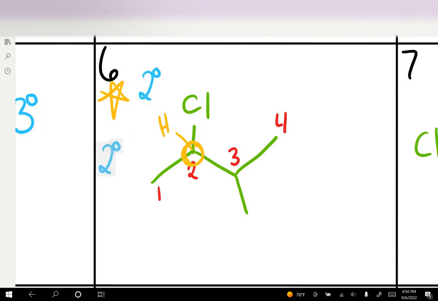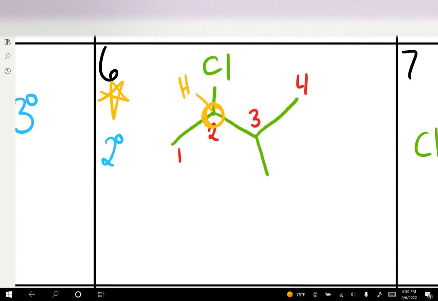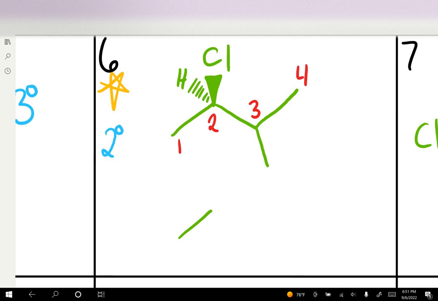Let's pop down to 6. Just going to scoot that over there. Scoot that up. And again, just for ease of drawing, I'm going to make this chlorine go forward and the hydrogen go back. And now for the second stereoisomer, we just do nearly the same thing like that. Okay, same deal as before.